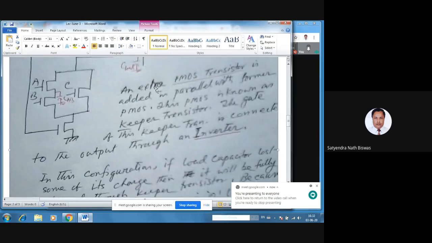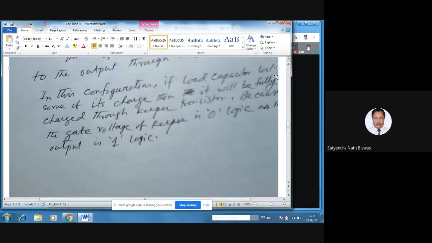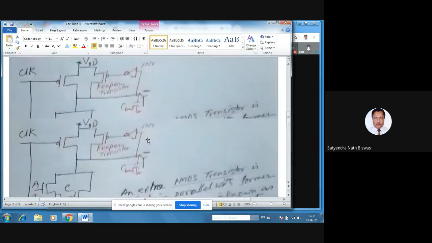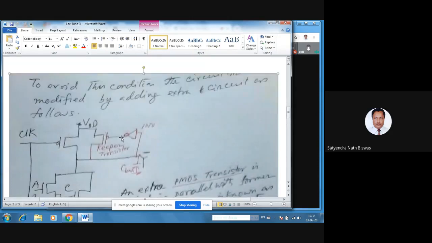An extra PMOS transistor is added in parallel with the former PMOS. This PMOS is known as the keeper transistor. The gate of the keeper transistor is connected to the output through an inverter. So in this configuration, if the load capacitor loses some of its charge, it will be fully charged through the keeper transistor, because the gate voltage of the keeper is logic 0 as the output is logic 1. Right? The output is 1, so it will be 1, and then here will be 0, and this will be on and will be recharged. Right? So this is the technique.